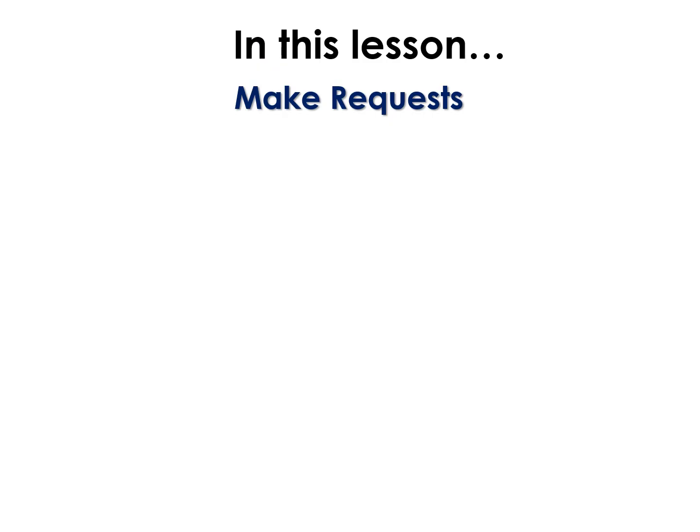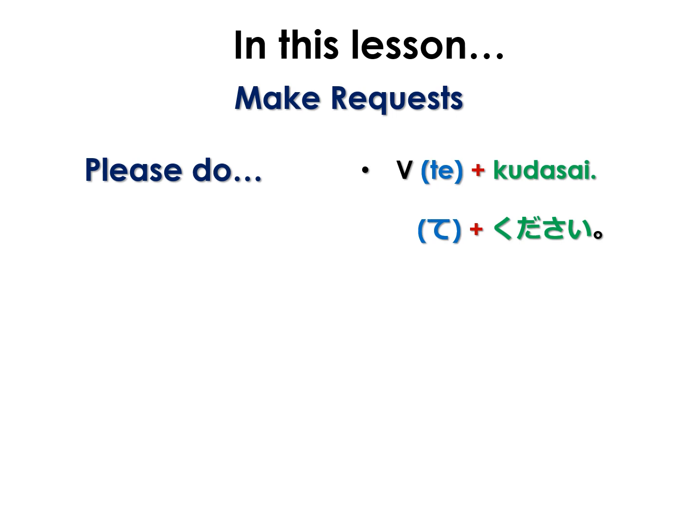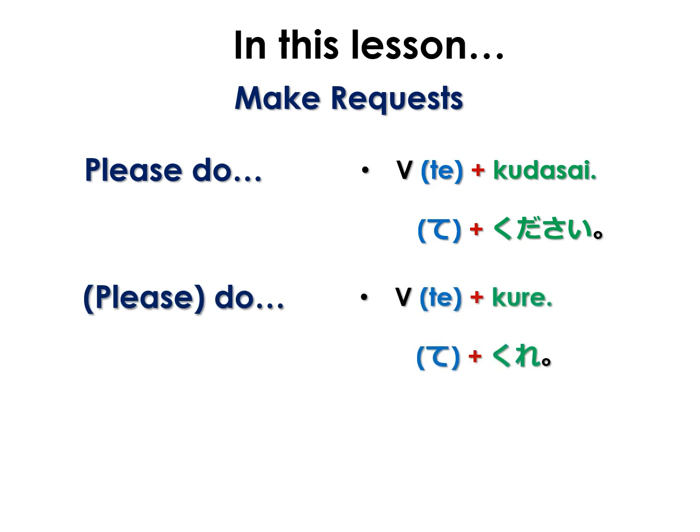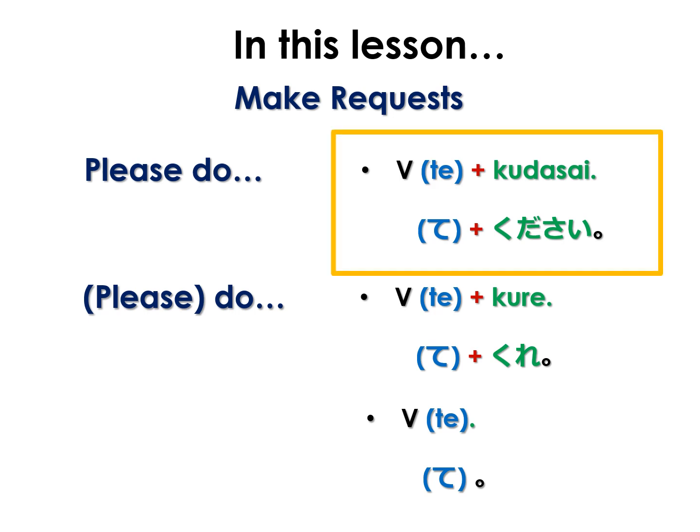In this new lesson, we will learn how to make requests, as in please do this, please do that. We use the pattern te-kudasai, which means using the te form of the verb plus kudasai. Other less polite variations are te-kure, and simply using the te form of the verb. We will focus on te-kudasai, which is the polite form. Kudasai literally means please do for me.